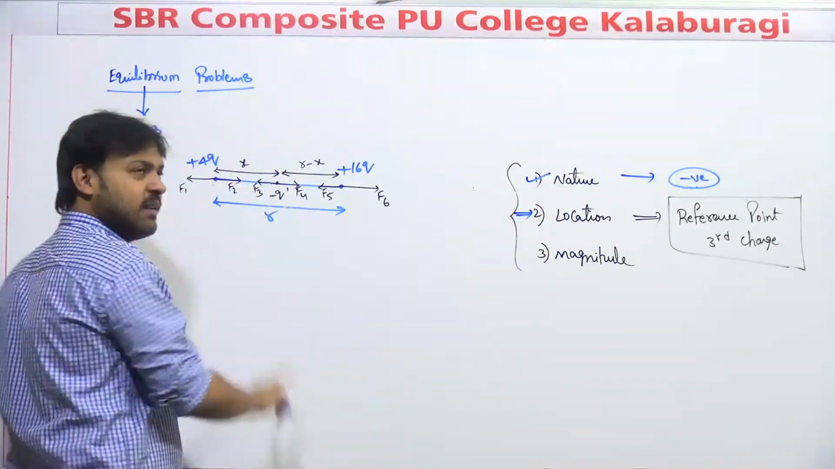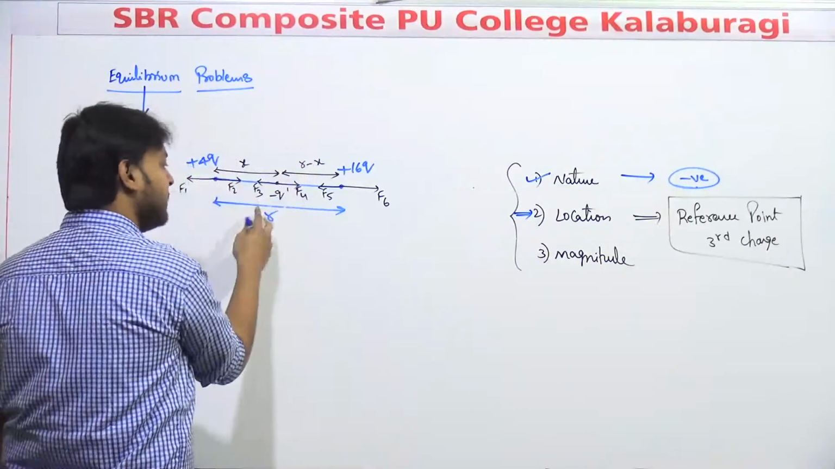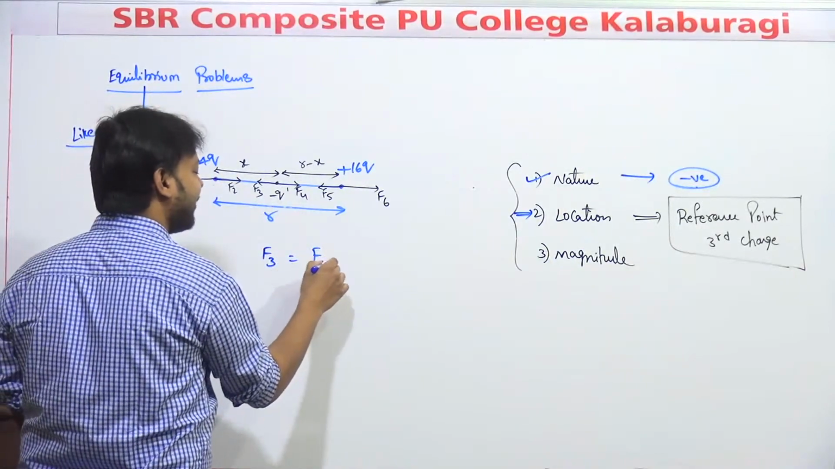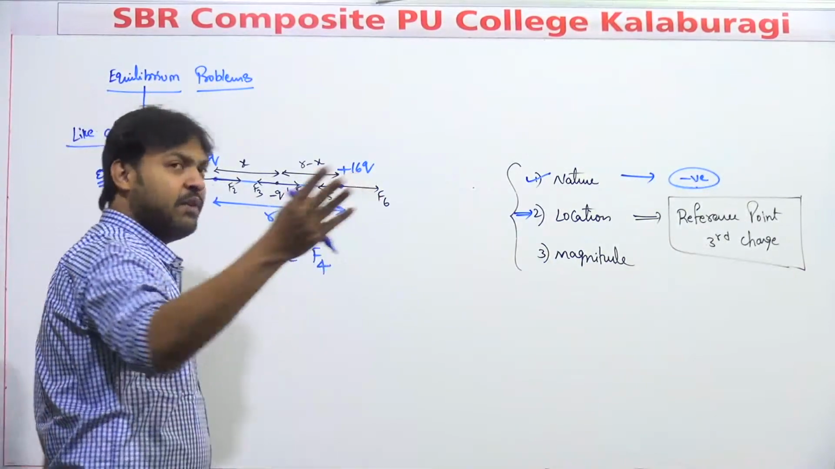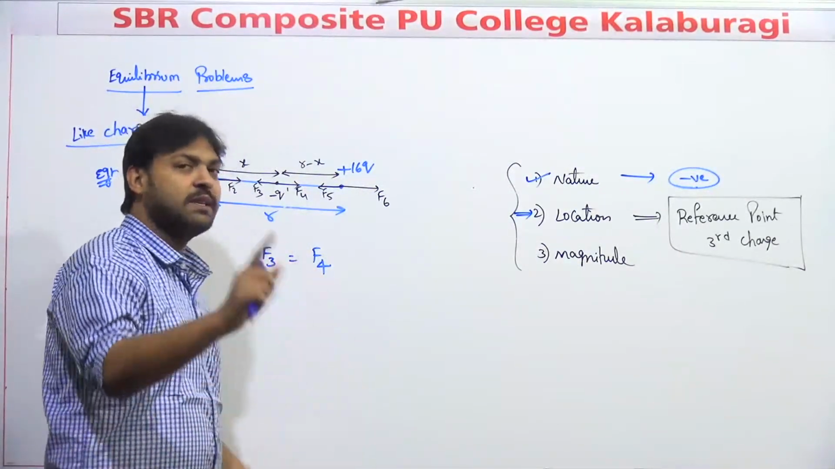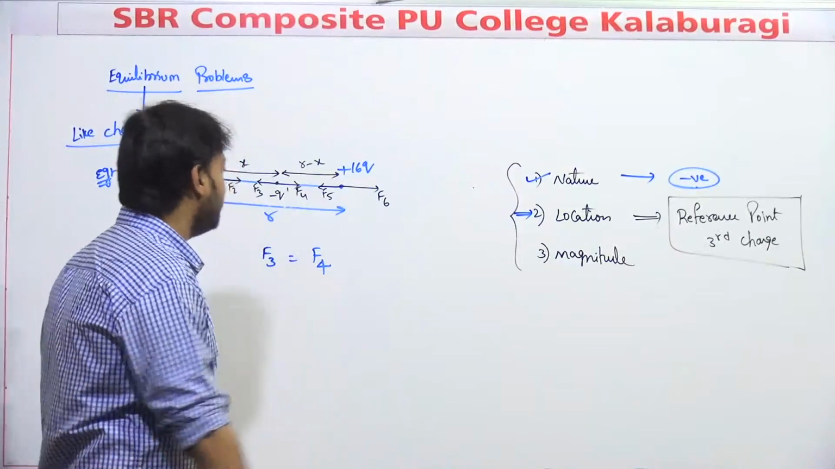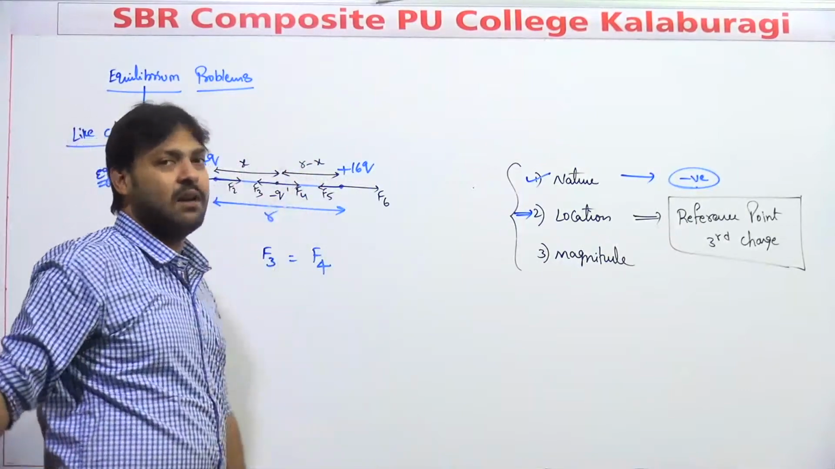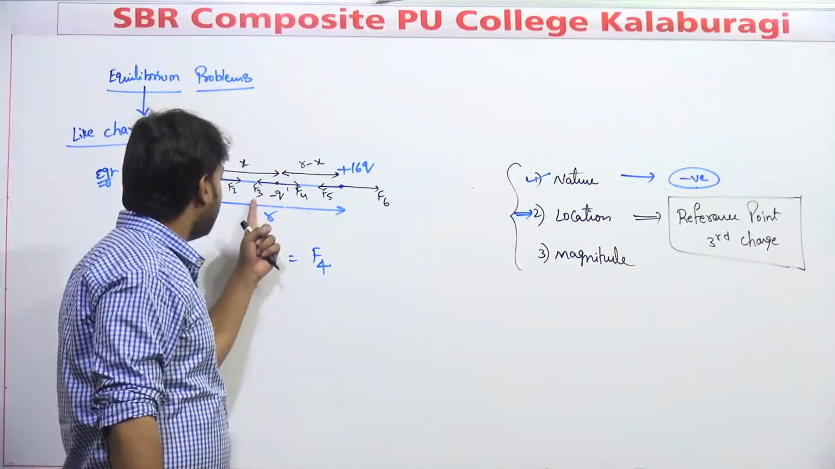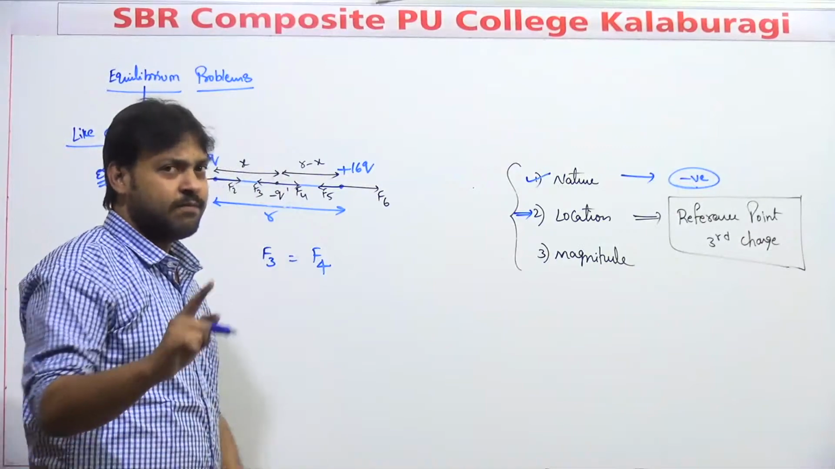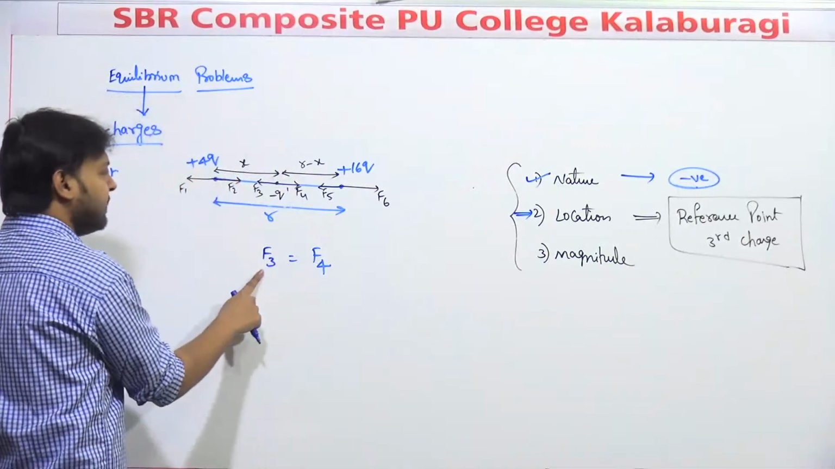So stand on the third charge. How many forces are there? F3 and F4. Equilibrium in the sense what? These two forces should be equal and opposite, already we know. So magnitude wise I am writing F3 and F4 should be same. If they are the same, then since directions are opposite, they will be cancelled. So I am equating F3 and F4 to calculate the x value.